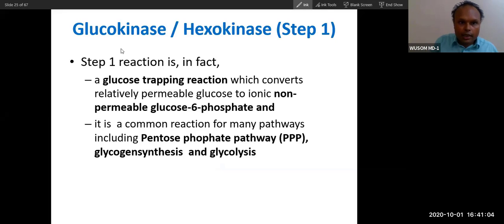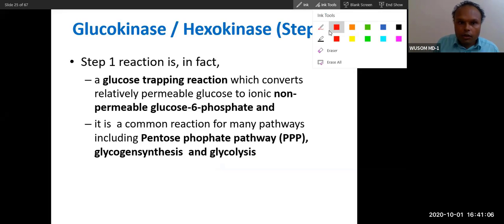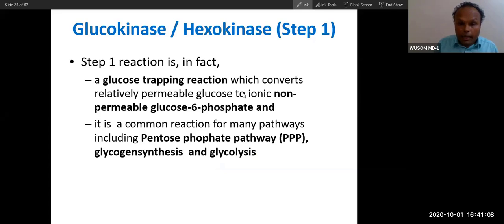You can see glucokinase. Okay, first step, the glucose trapping. This is actually called glucose trapping reaction.